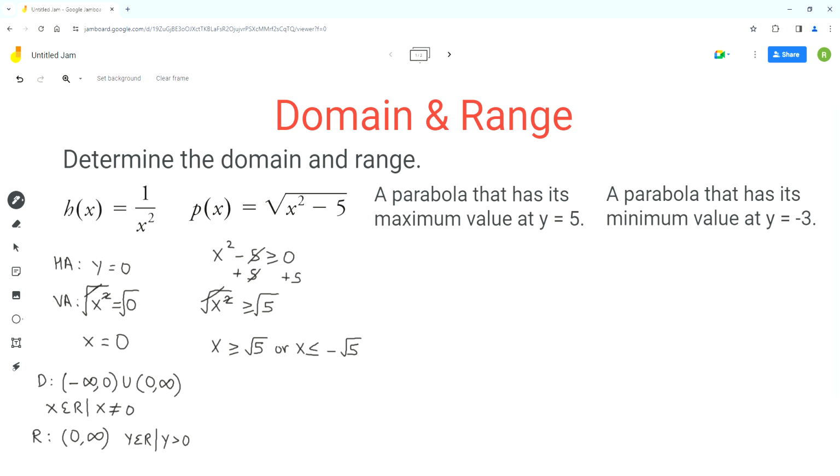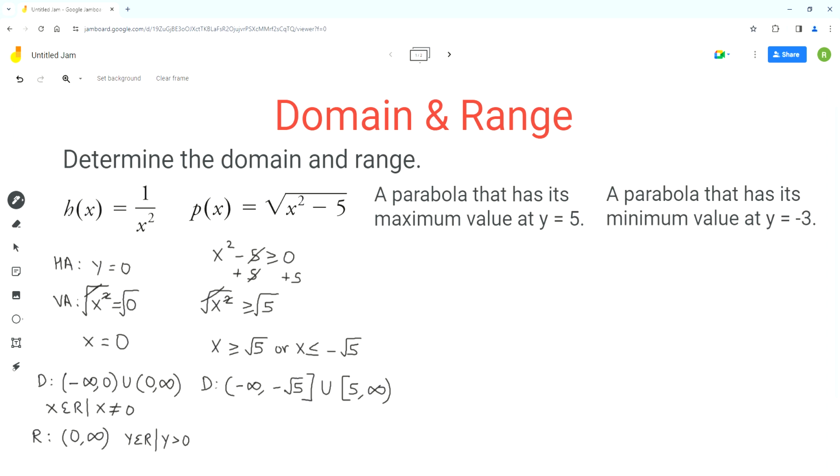So x is greater than or equal to square root of 5, and x is less than or equal to minus square root of 5. So now we can write the domain. So the domain for this function in interval notation will be negative infinity to negative square root of 5, and negative square root of 5 is part of the domain, and then union the positive square root of 5, and it's included in the domain, to infinity. So that's because we got x is greater than or equal to square root of 5.